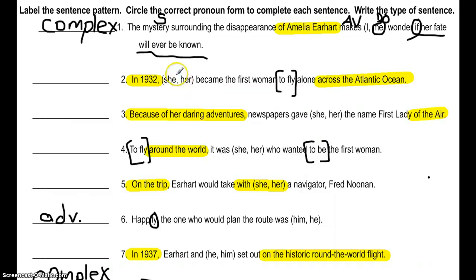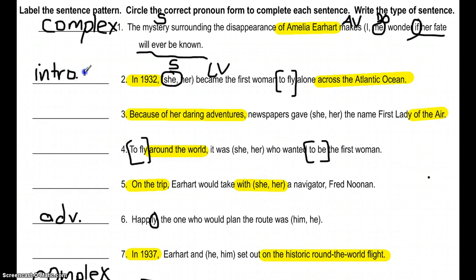In 1932, she or her became the first woman to fly alone. I can say that it would be she, because she is the subject. She became. So I've got a subject pronoun that does the job of the subject of the sentence. Got an intro prep phrase here, which I already found.